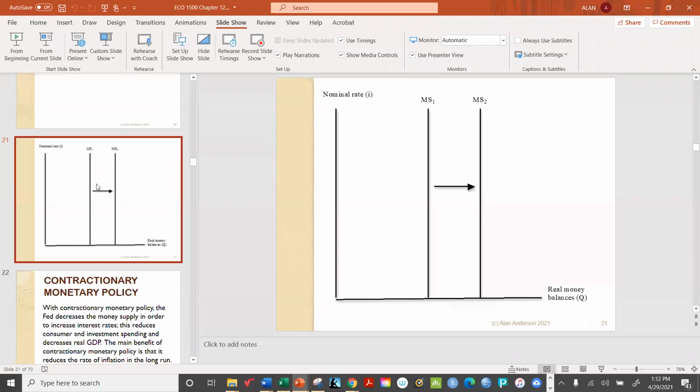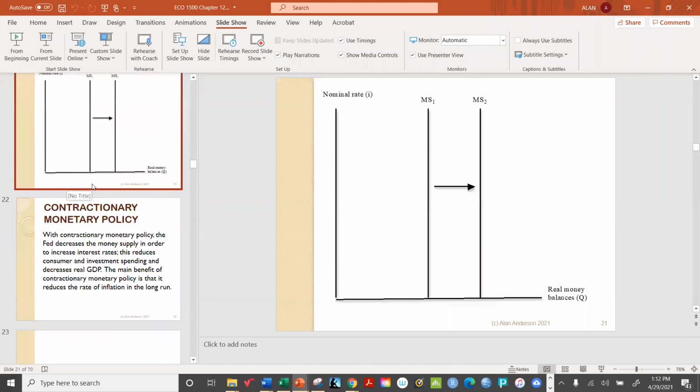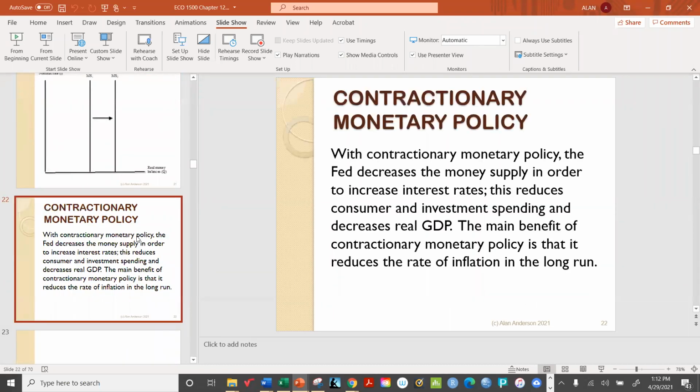What about contractionary monetary policy? That means the Fed is doing the opposite. They're withdrawing reserves from the banking system, so the banks have less money to lend out, and therefore interest rates start to creep up, and now consumers start to slow down their spending, as do businesses. The effect of that is to slow down real GDP. Now, you might think this is a terrible thing to do, but the reality is this is the only way to keep inflation from getting any higher.